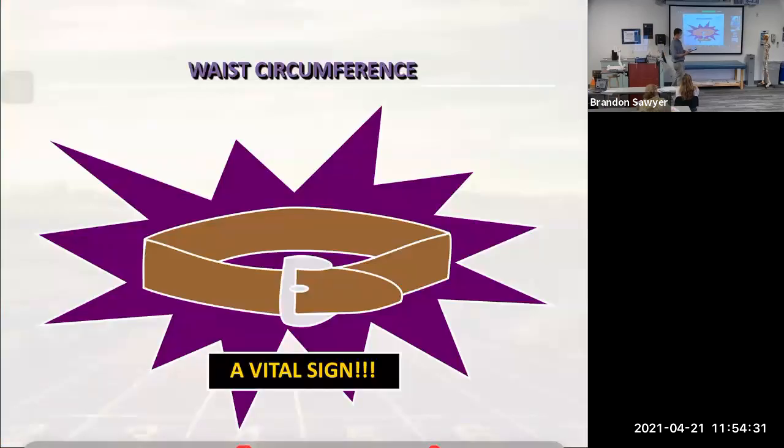Okay. Yeah, so this is kind of why I mentioned before that waist circumference is almost like a vital sign, because looking at that gives you some idea of visceral fat.